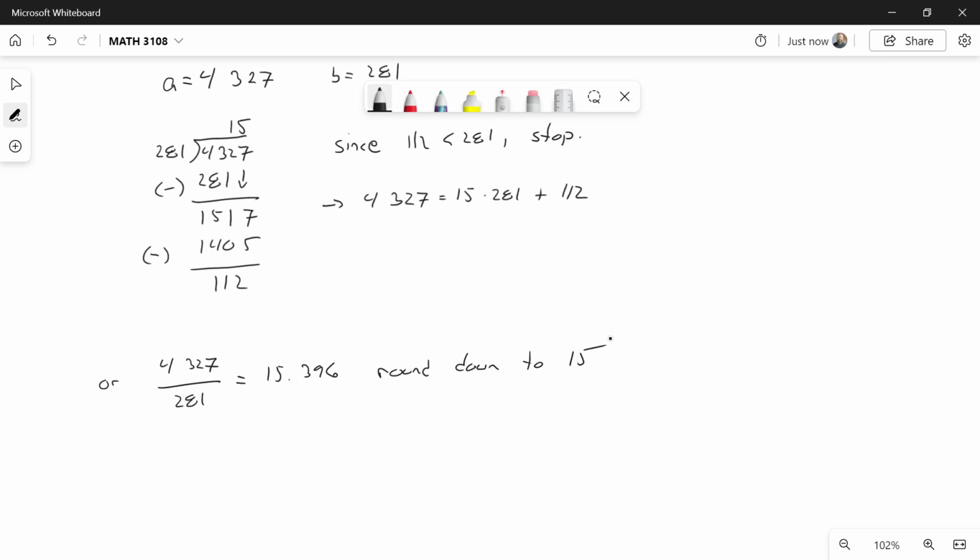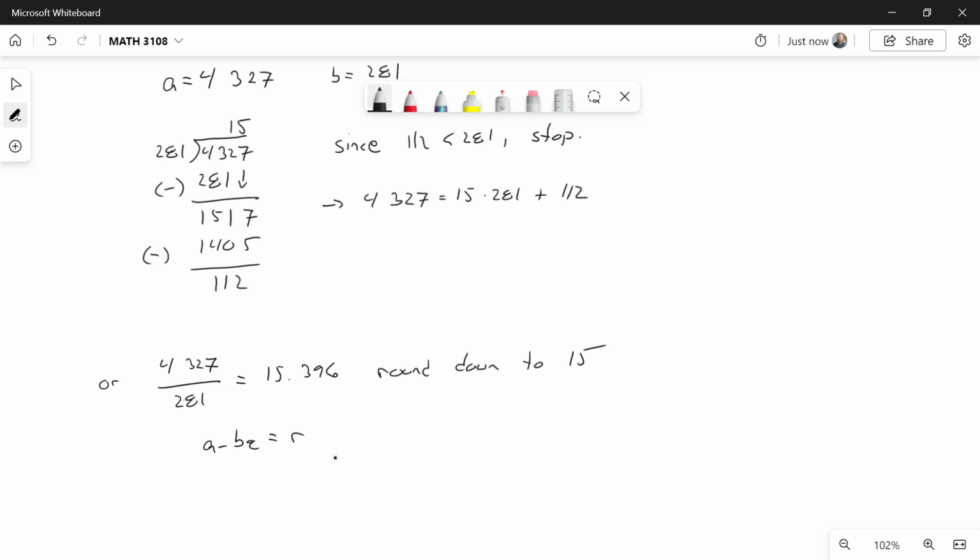to 15. And then we're going to use this a minus bq is equal to r. So we can find out what the remainder is by taking this 15, because 15 is in fact for us the quotient. I wanted to say it's the divisor. It's not the divisor. It's the quotient. So I found out what the quotient is. I know what the divisor is. That's 281. So I know my b, I know my q, I know my a. I can figure out what r is.